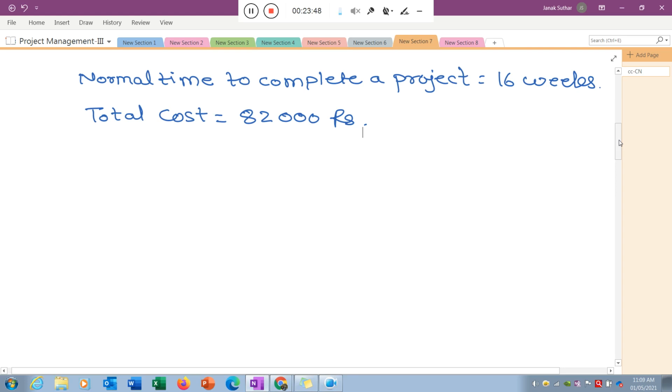So you need to reduce the critical activity. If you reduce the critical activity, then definitely the project time will be reduced. Please keep in mind that we need to focus on the critical activity, we need to reduce the critical activity, then only we can reduce the project time. So that concept is clear: if we reduce the critical activity time, then it will reduce the project time.